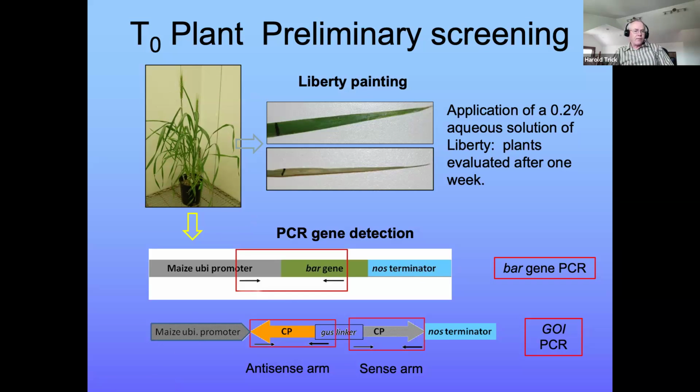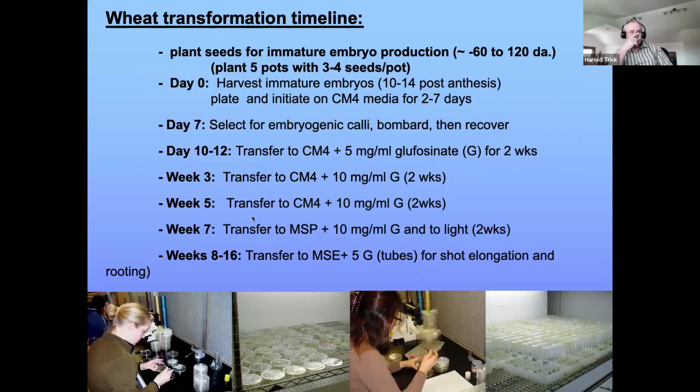For the process, this is sort of the timeline as to when you think about the transformations, how long it goes. Initially, before we do the transformation, we have to grow these plants to acquire the immature embryos. That takes between 60 to 120 days, depending on what cultivar it is. If it is a spring wheat, it is really early, but if it's a winter wheat, of course, you have to take into account the vernalization of that material.